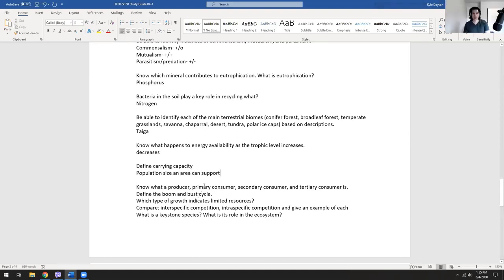A producer, primary consumer, secondary consumer, tertiary consumer. We kind of went over that earlier. Your producer is going to be your photosynthesizers. Primary consumers are going to be the herbivores. Secondary consumers are going to consume the primary consumers and tertiary are going to consume the secondary.